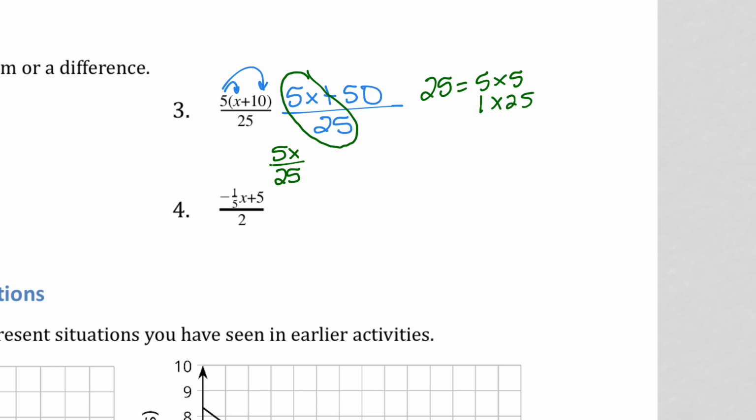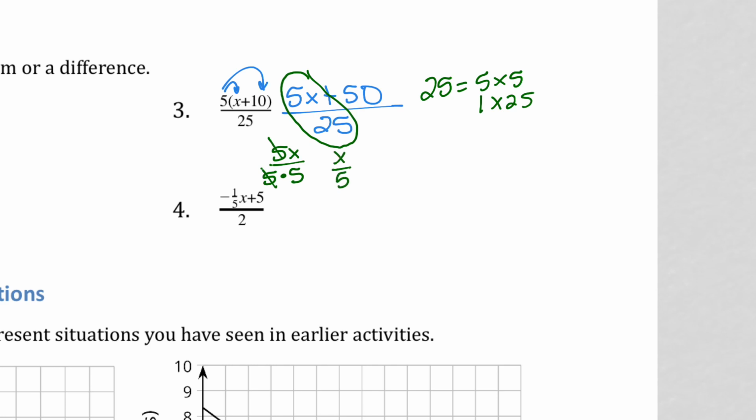So if I change this bottom part right here to be 5, I'm going to put a dot for multiplication, 5 times 5. How many of those 5s on the bottom can I get rid of from the 5 on the top? 1. I can take out this one and this one. So I'm left with x over 5.